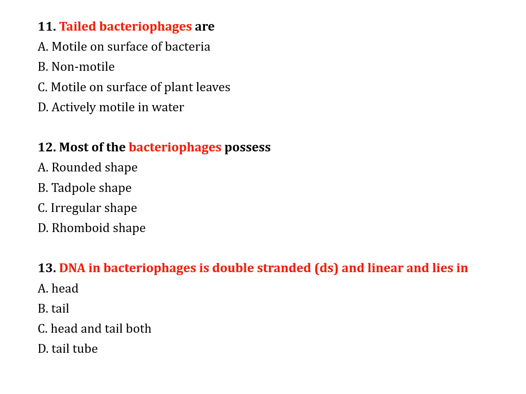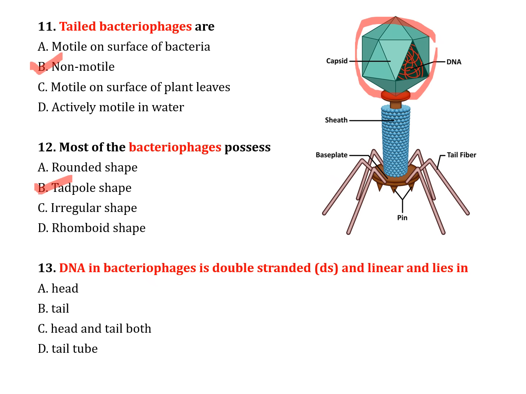The next question number 12. Most of the bacteriophages possess option A rounded shape, option B tadpole shape, option C irregular shape, option D rhomboid shape. Correct answer is option B tadpole shape. This structure is called tadpole shape. This is the head and this is the tail.